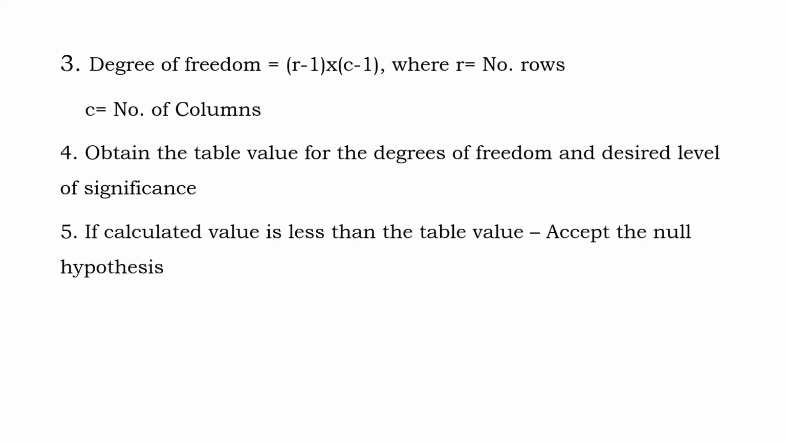And then if the calculated value is less than the table value, you can accept the null hypothesis. And if you are getting a calculated value much more than the table value, then you can reject the null hypothesis. So these are the steps involved in testing the independence of attributes. I will repeat again. First, you have to set up a null hypothesis. Then you have to calculate the test statistic, and for that you have to find the expected frequencies, expected cell frequencies for each cell in the contingency table. Then calculate the degrees of freedom, obtain the table value and compare it.